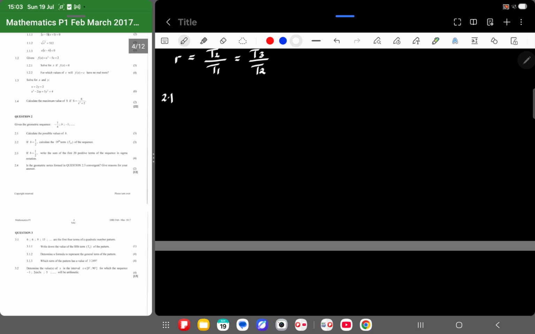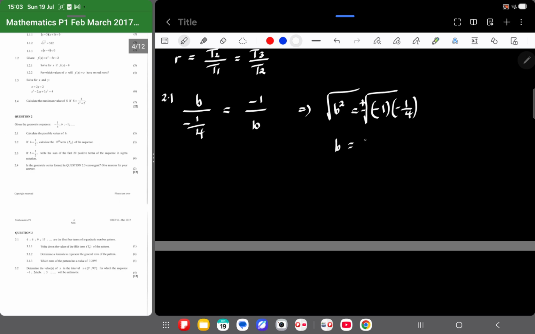In 2.1, we will take b over -1/4 equals -1 over b, giving us b squared equals -1 multiplied by -1/4. If we take the square root of both sides, we get b equals plus or minus 1/2.